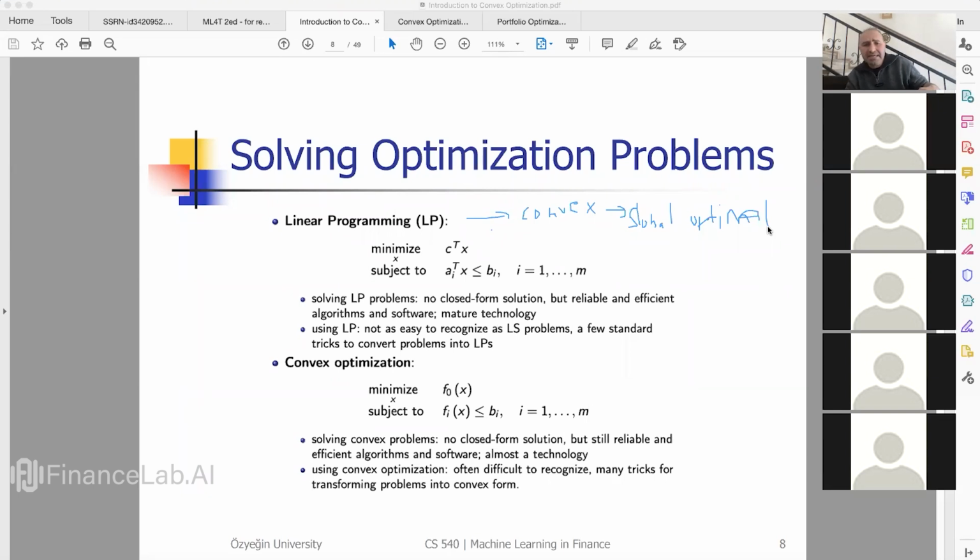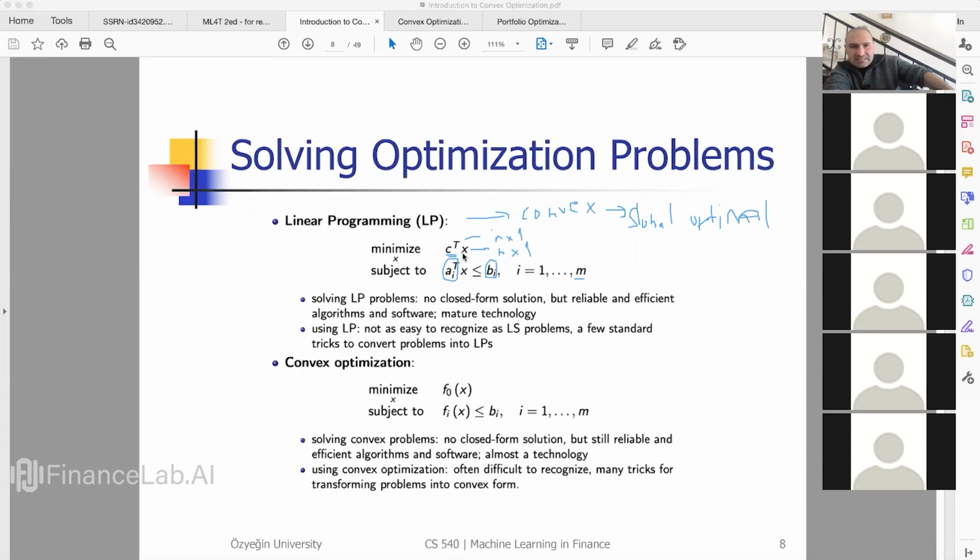Again, an LP is not as easy to recognize as least square problems, but problems can be formulated as LP by using certain tricks. In this case, c is an n times 1 vector of coefficients, x is n times 1, and we have m constraints, where the values given in A should be smaller than b.